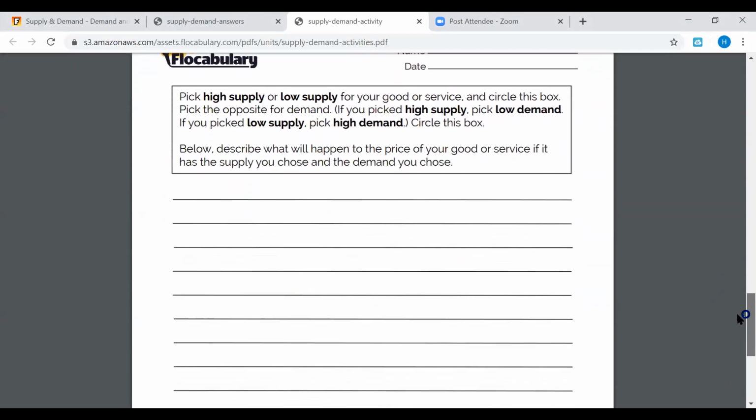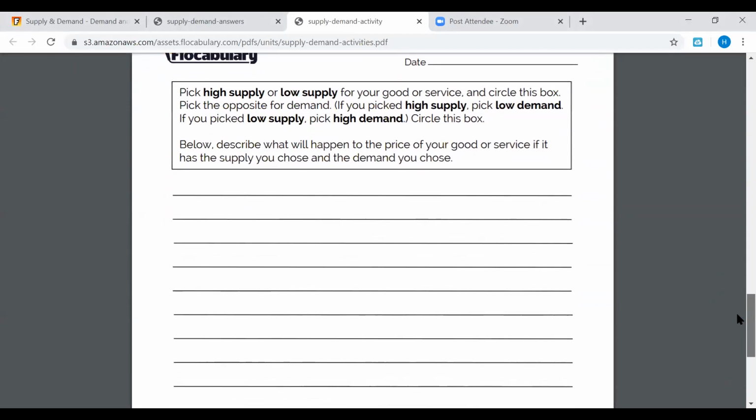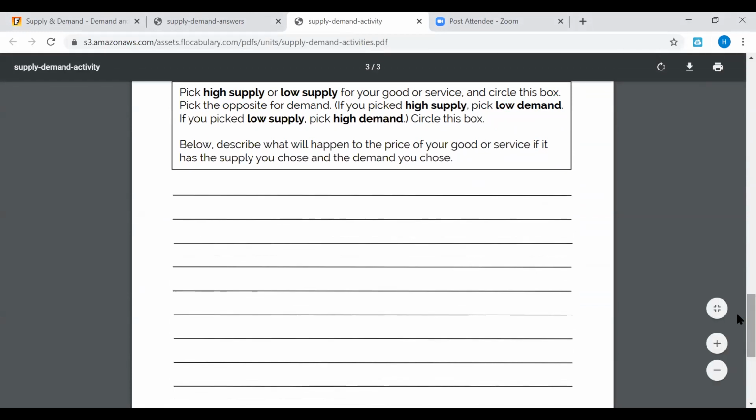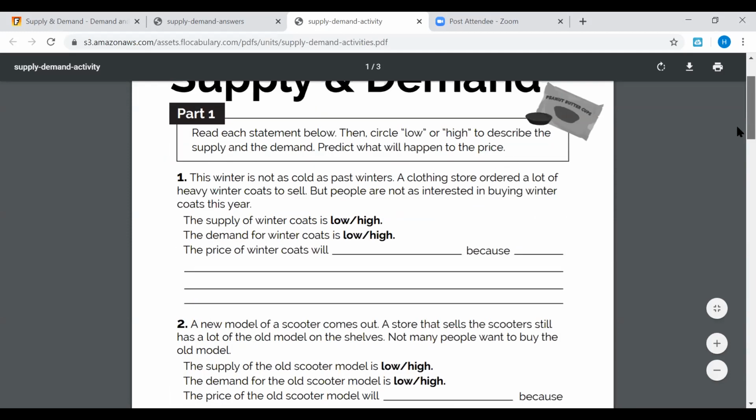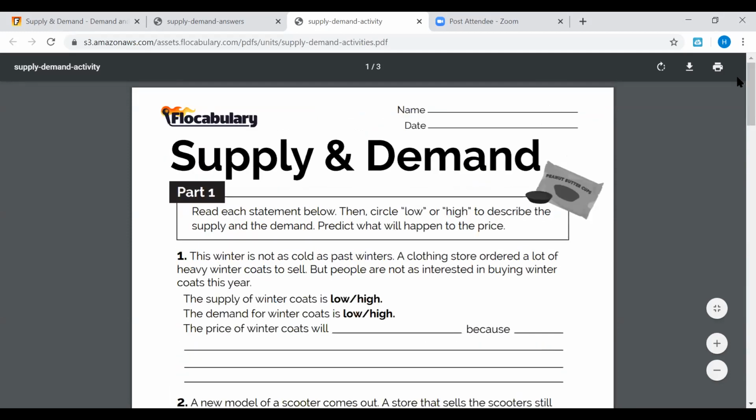The next part says pick high supply or low supply for your good or service and circle this box. Pick the opposite for demand. So if you picked high supply, pick low demand. If you picked low supply, pick high demand, circle this box. So below, describe what will happen to the price of your good or service if it has the supply you choose and the demand you choose. Try your best with this.